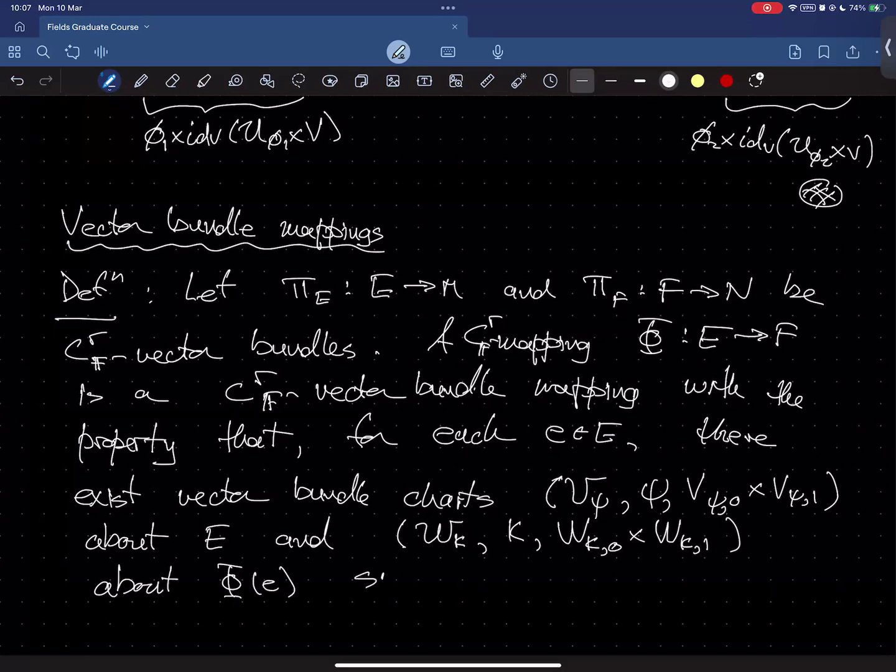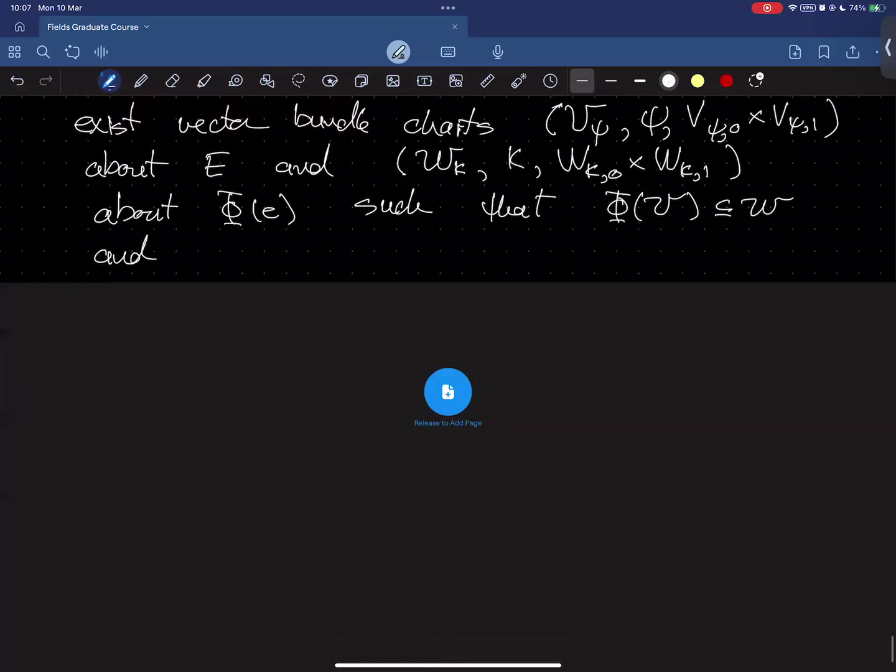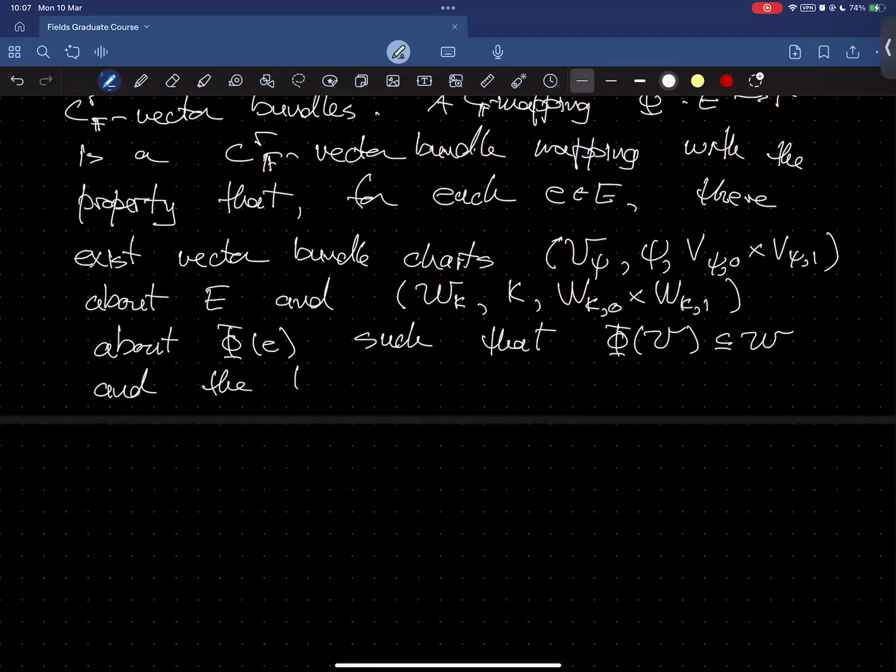Such that, we're going to build the local representative, and to build local representatives, you need a property like this to hold. So once you have that, then you can build the local representative. And the local representative, phi psi kappa, is a local vector bundle map.